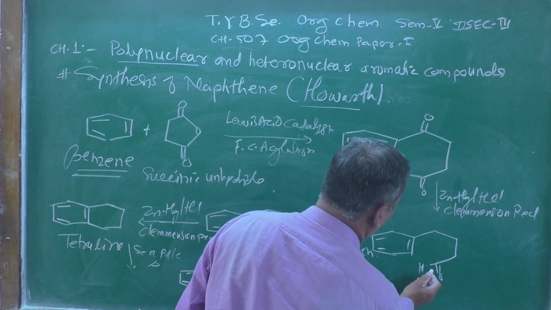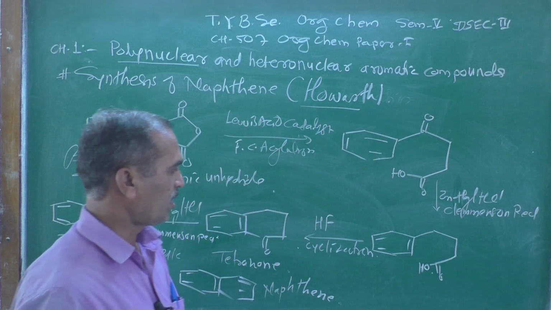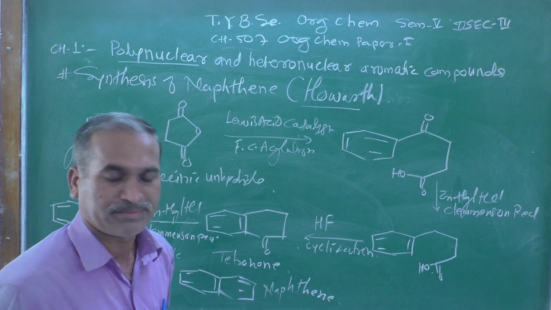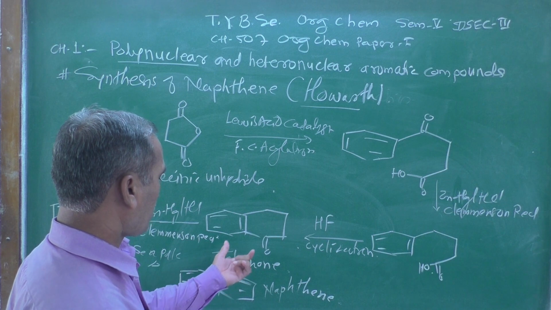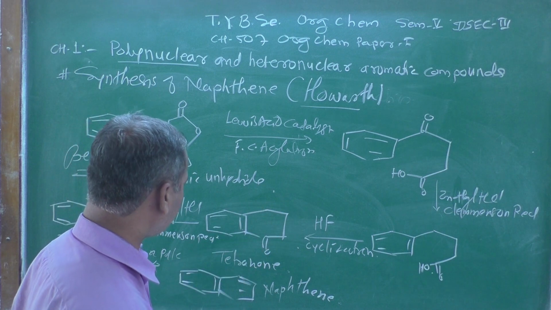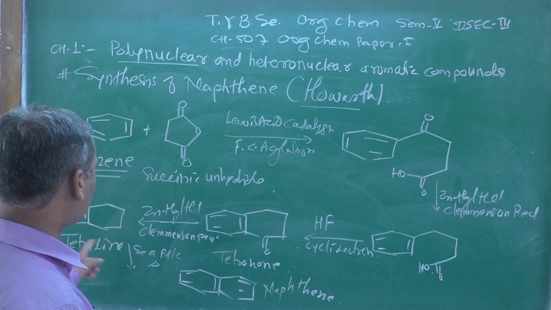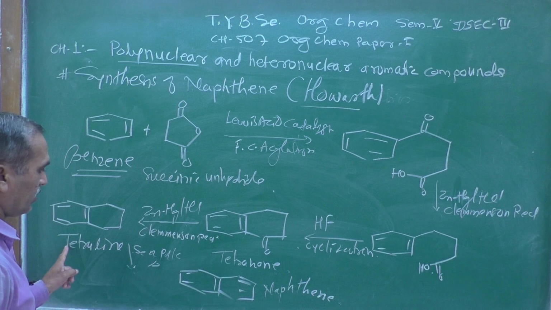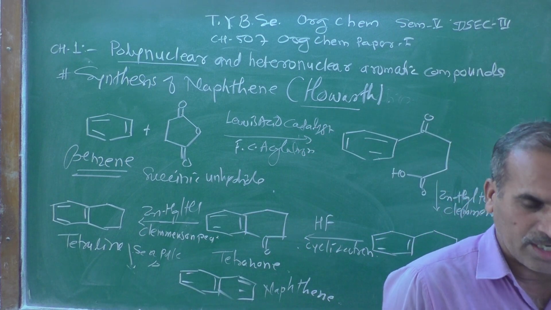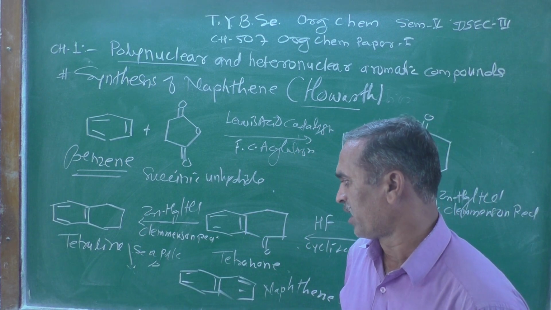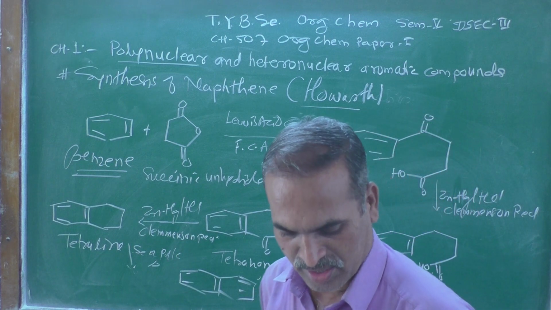Here you remember there is a carboxylic acid, and for cyclization purpose, hydrogen fluoride is used to get tetralone, this type of derivative. Once again further treated with Clemmensen reduction gives this type of compound which is known as tetralin. Tetralin treated with selenium or palladium charcoal, heated, will give aromatization, and the resulting compound is called naphthalene.